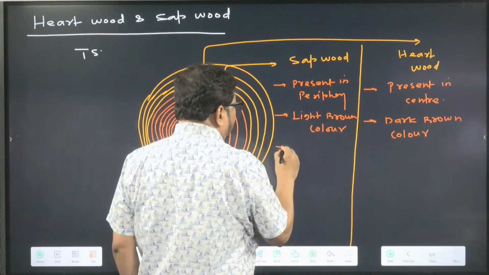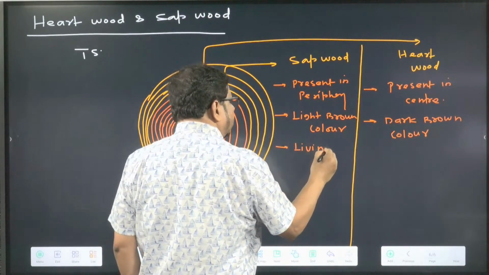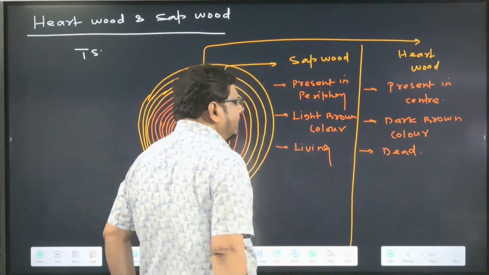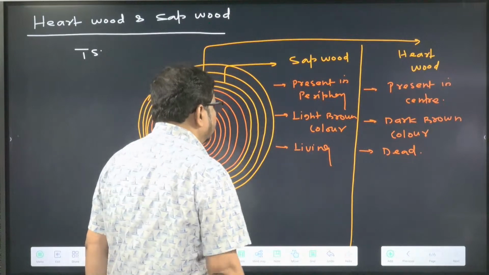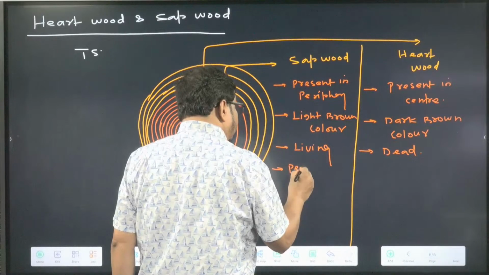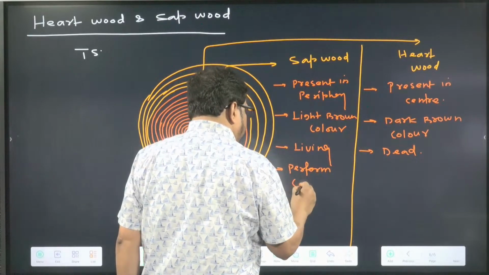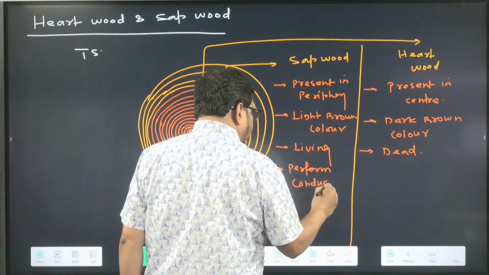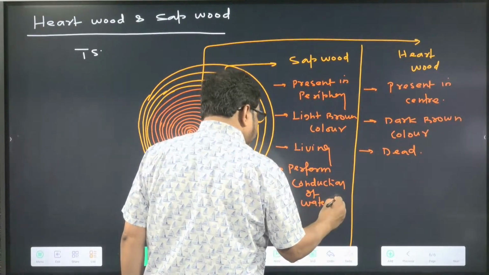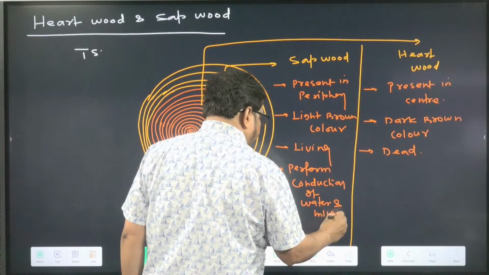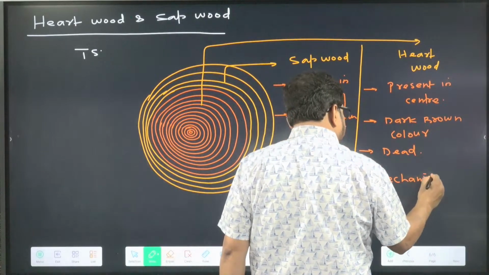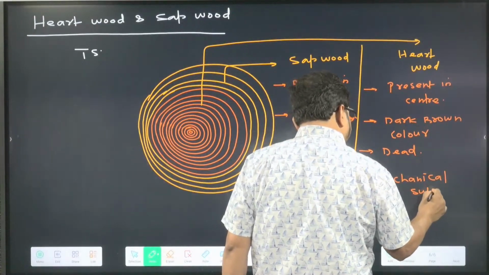Sapwood is living. Heartwood is dead. No component of xylem is living in the case of heartwood. Sapwood performs conduction of water and minerals. Here, heartwood provides only mechanical support.